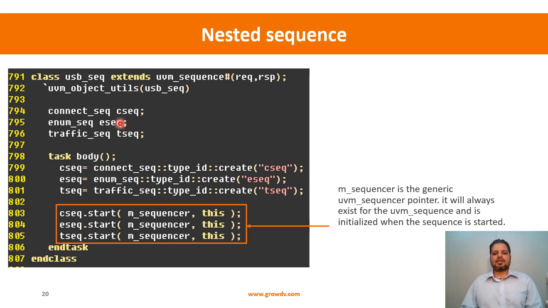So we have a connect sequence wherein you connect a USB drive or something. Let's say we are testing a USB host controller, then you can connect a flash drive. For that we have a connect sequence, and then we have an enumeration sequence where the drive gets enumerated, read, and detected as a flash drive. And then you have a traffic sequence.